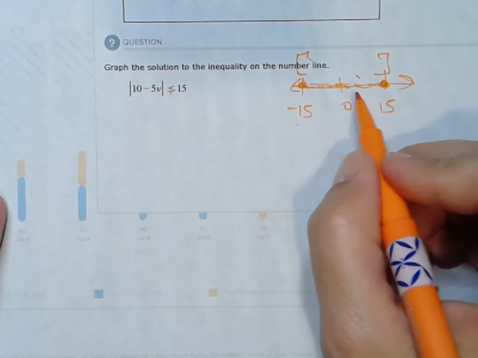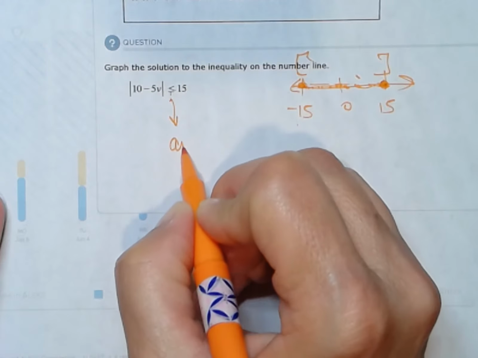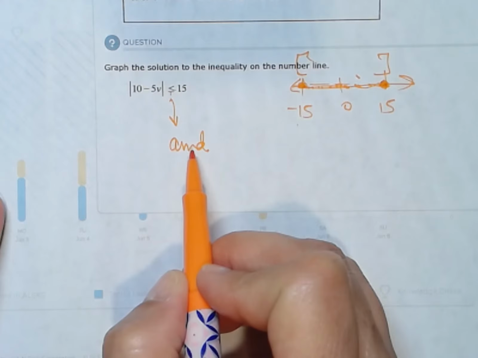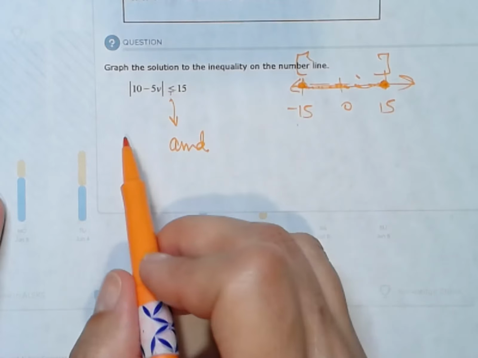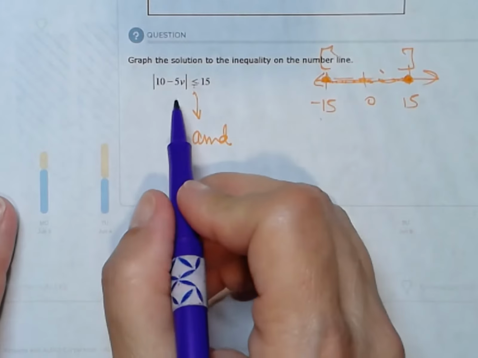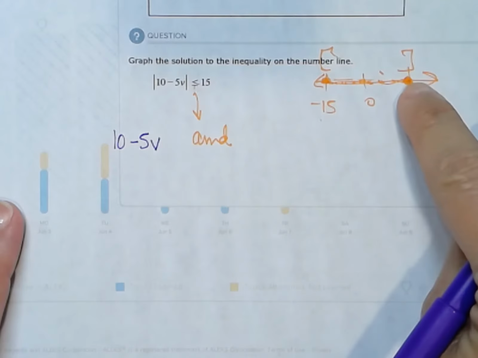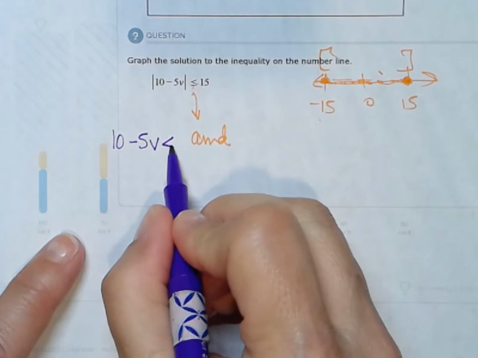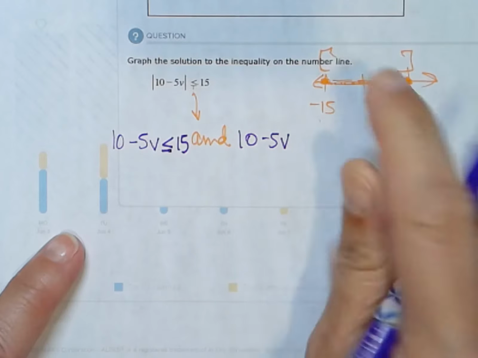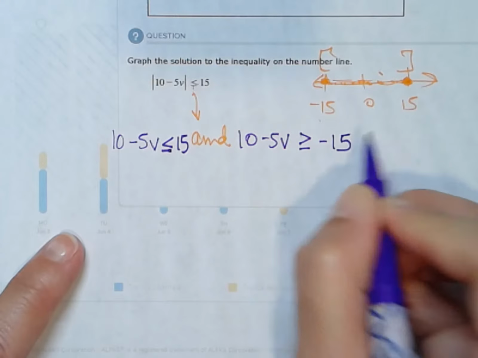So if you notice on this one, I've got a less than or equal to. It's going to turn into a compound, like I said, and this one is an and, because we're going to look at where the two pieces overlap. Okay? So my 10 minus 5v has to be going this way, less than or equal to 15, and my 10 minus 5v has to go this way, so greater than or equal to negative 15.